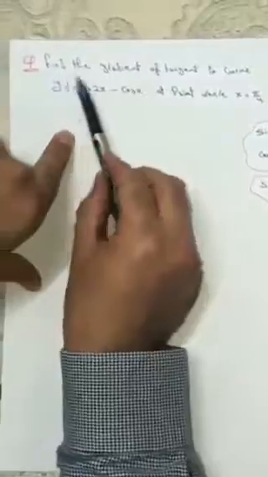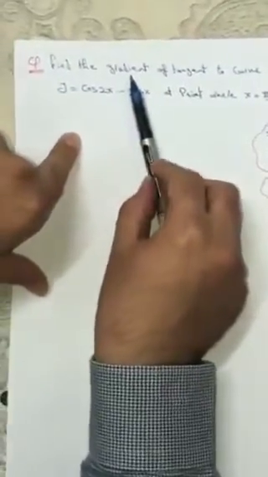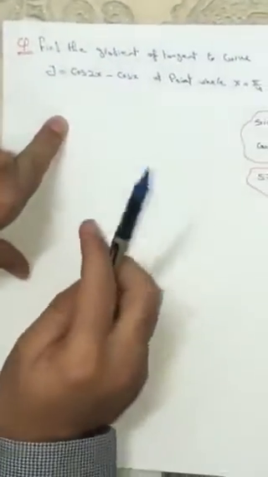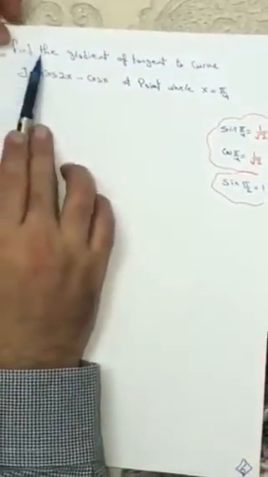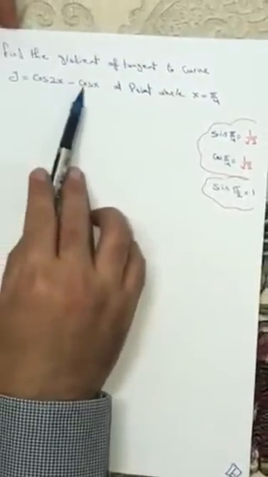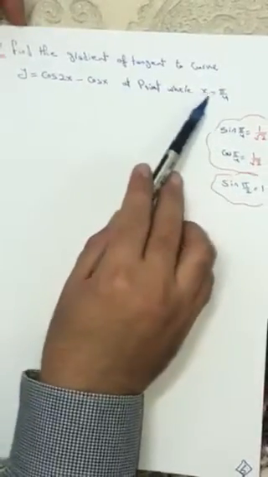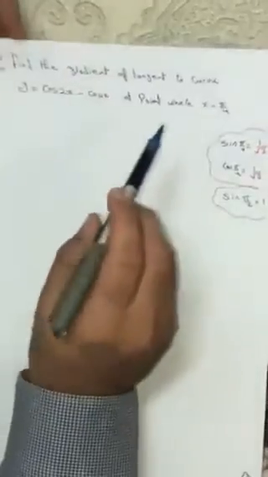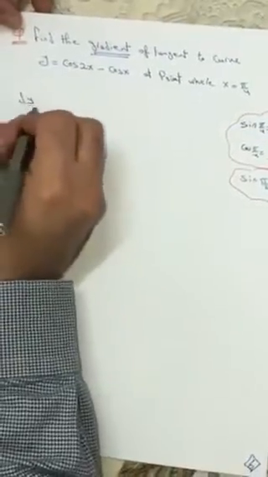Now let's take very important questions like find the gradient, and next we will take find the equation of tangent and equation of normal. So let's do this one. Find the gradient of the tangent to the curve y equals cos 2x minus cos x at the point where x equals pi over 4. First, find the gradient. Gradient means find dy by dx. So we start dy by dx.